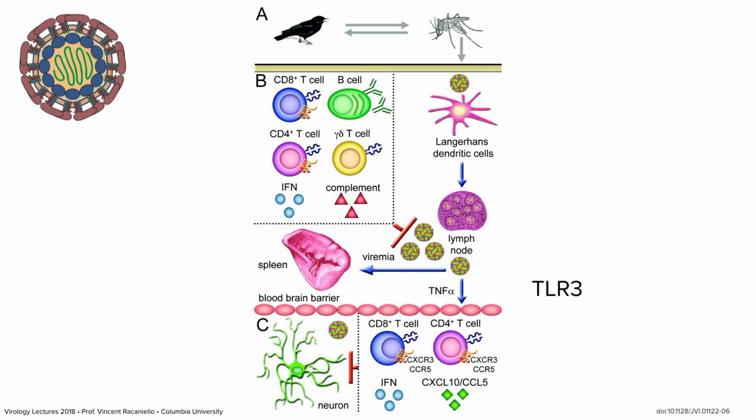So here in part C of this illustration, this is the brain. There's a neuron there on the left, which can be infected by West Nile virus, and that can cause some of the neurological symptoms. And these cells, chemokines and cytokines on the right are what are thought to be important for protection against infection, particularly in the CNS: CD8 and CD4 T cells, interferons, and some chemokines.